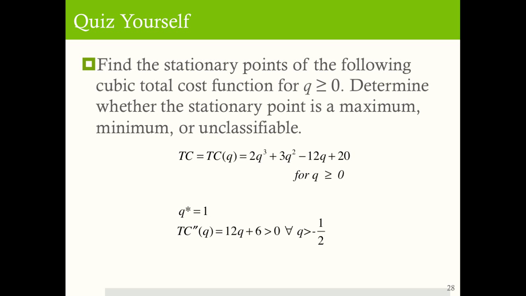So what you should end up getting is a q star equal to 1. And since the second derivative of total cost is greater than 0 for all q greater than negative a half, and we're only concerned with q greater than or equal to 0, then we indeed have a minimum at q star equals 1.